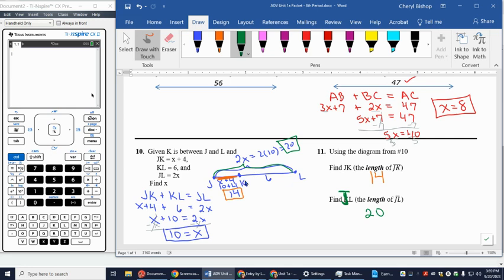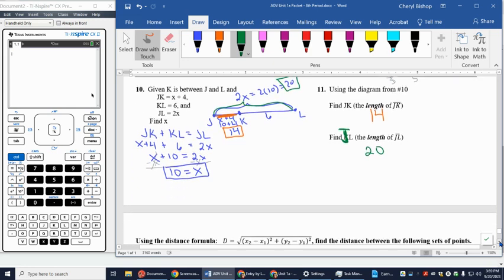No. Why not? J to K is 14. K to L is 6. Yeah, it's closer to L, even though in my picture it's not. It's way closer to L than it is to J. This is more than twice as long as this side, right? So no, it's not a midpoint either.